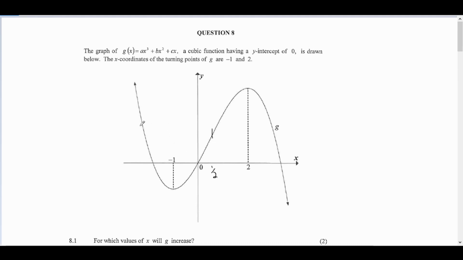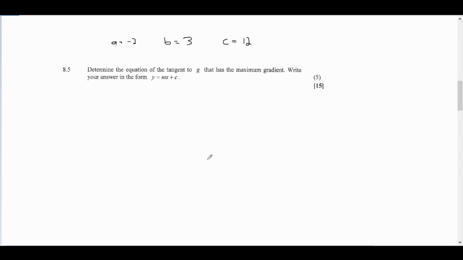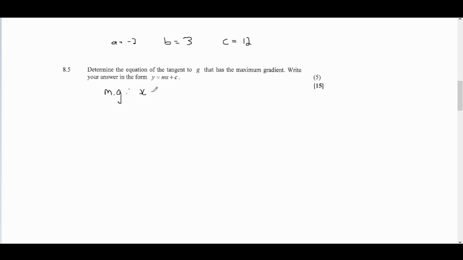The same thing with the acceleration. This is where the acceleration is at its highest. So the maximum gradient, I'm just using mg to say maximum gradient, is at x is equal to a half. That is our point of inflection, remember?